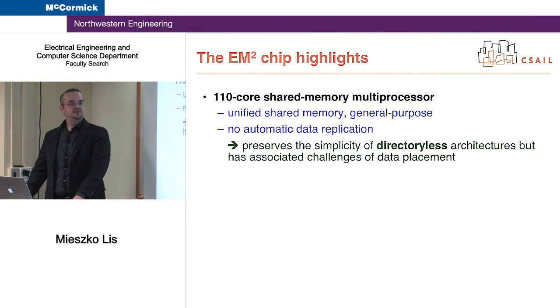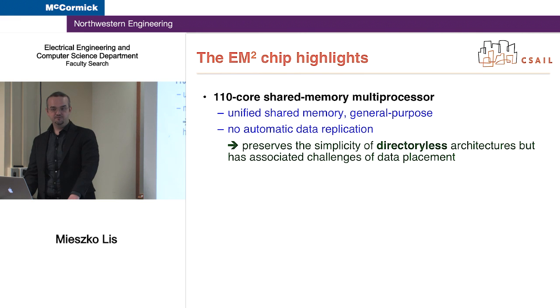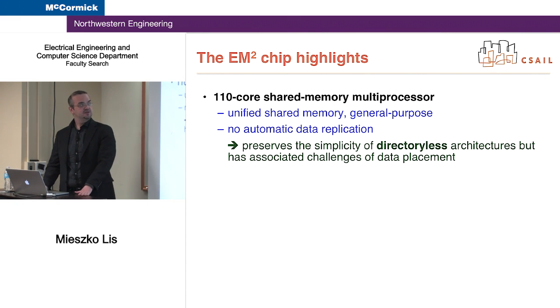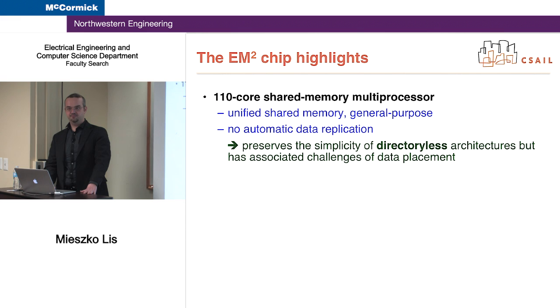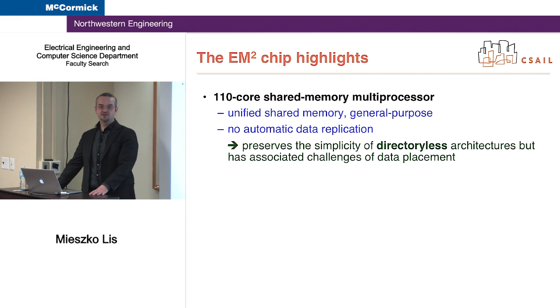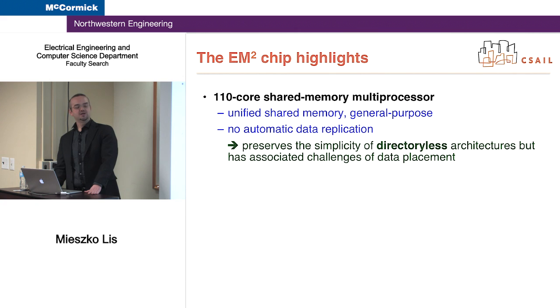So the chip is a 110 core processor. These cores are sort of the custom, as you saw. These are the stock architecture cores. Nevertheless, this is the largest such chip that has been built in terms of core count. That is to say, any chips that have more cores on them generally don't support shared memory. It doesn't have automatic data replication, so it doesn't have cache coherence per se. It basically uses this migration and remote access combination to support the shared memory abstraction.